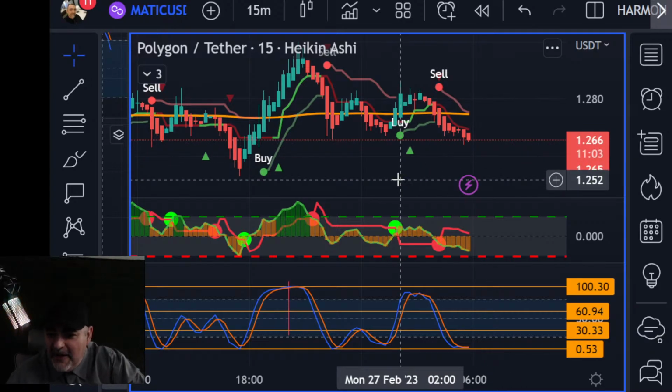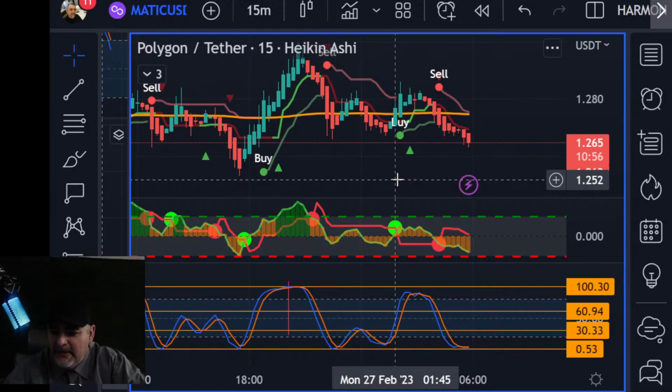So let's say we do a limit sell, right? So let's say limit at $1.26.4. It wants to dump right here, man. It wants to dump. I don't think there's any support for Matic here. This is looking like a heavy short right here.